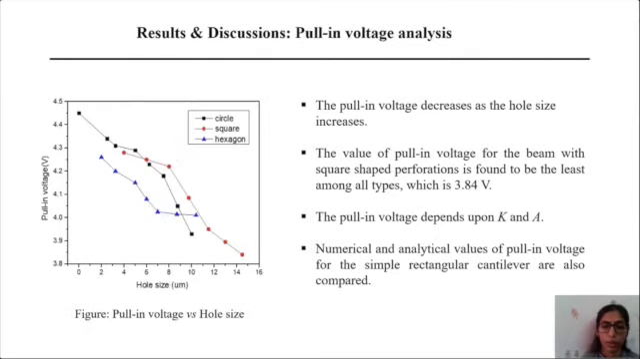This graph shows the pull-in voltage analysis. So the pull-in voltage decreases as the hole size increases. The value of the pull-in voltage for the square-shaped perforations is the least, and it is found to be 3.84 volt. The pull-in voltage depends upon the stiffness constant and the area of the microcantilever beam. As the hole size increases, the total surface area of the beam decreases and the stiffness also decreases. Because of this combined effect, the pull-in voltage also decreases as the hole size increases.